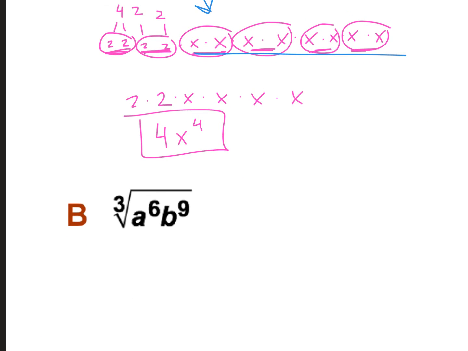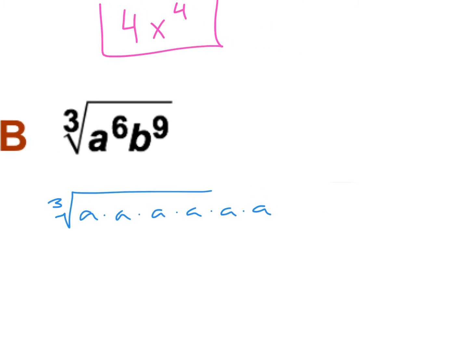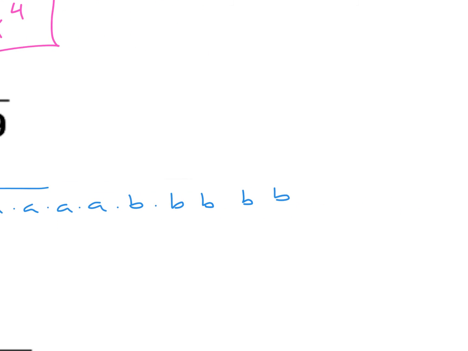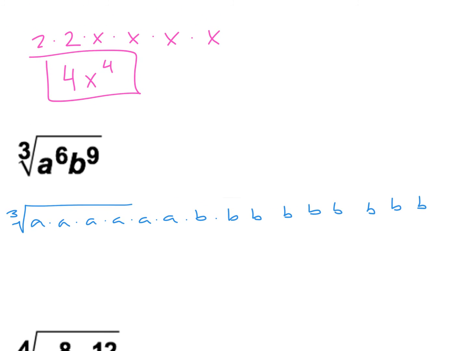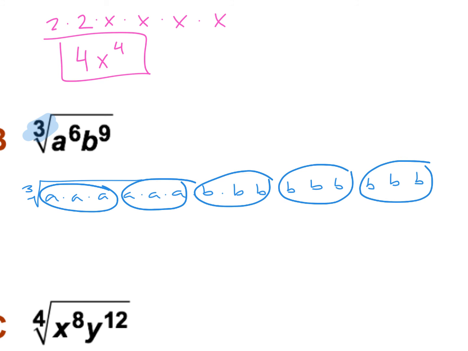All right, let's look at B. So let's write out everything we have on the inside. We have 6 a's, so a times a times a, that's 5, 6, and 9 b's. 1, 2, 3, 4, 5, 6, 7, 8, 9. We need to circle groups of how many? Groups of 3. So we have 3 a's, 3 a's, 3 b's, 3 b's, and 3 b's.